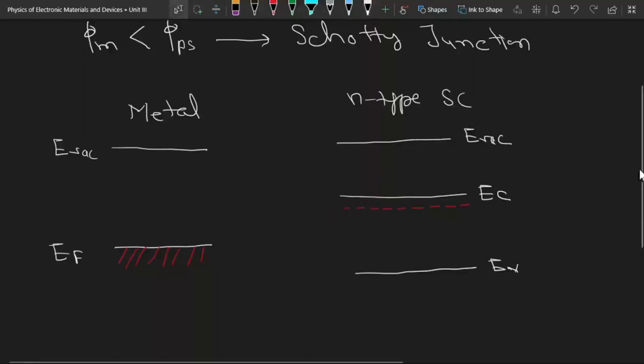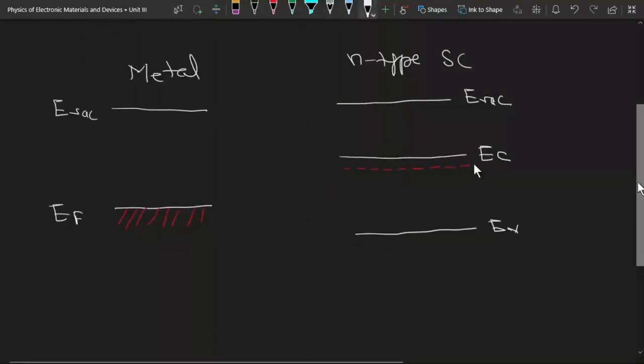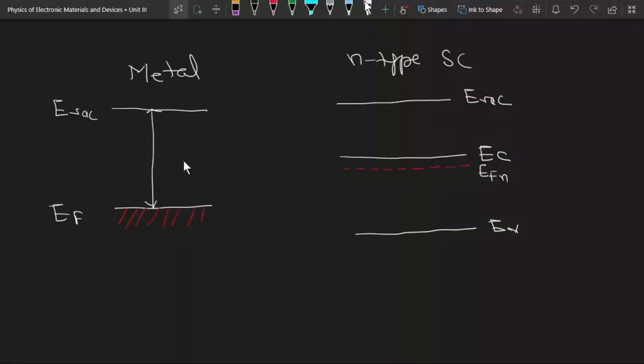Here let me write this Fermi level as EFN, and we know that this difference in the metal is known as the work function, that is the minimum energy required to remove the electron from its Fermi level. And in the semiconductor, this energy difference is known as electron affinity, and this energy difference is known as the work function; since it's an n-doped semiconductor, we can write it as phi ns. So here we can see that the Fermi level of the semiconductor is above the Fermi level of the metal.